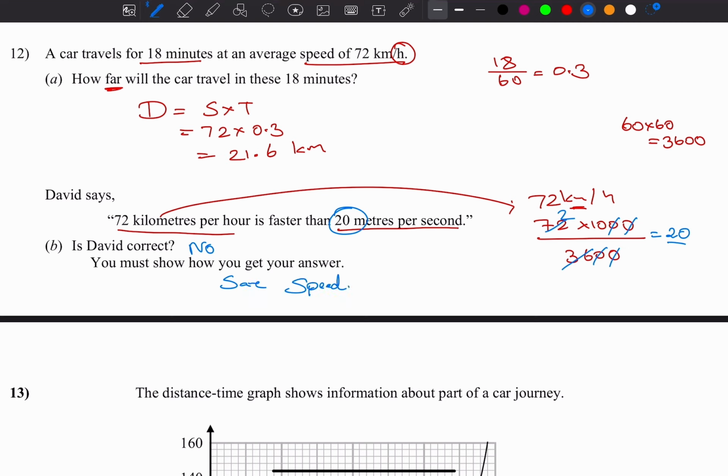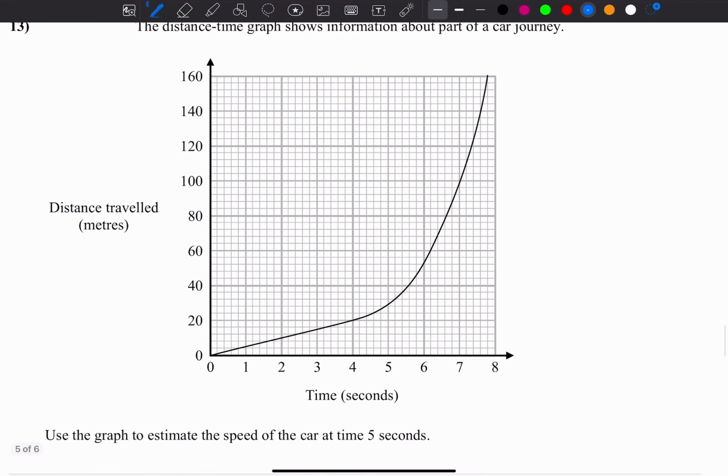So remember, when you're going to convert like that, you times it by 1,000 divided by 3,600, because that's how many seconds are in an hour. Or you can do the 20 meters per second, which is the opposite: 20 times 3,600 divided by 1,000. Kind of do the inverse on that, which should give you 72 anyways. All right, the next one.